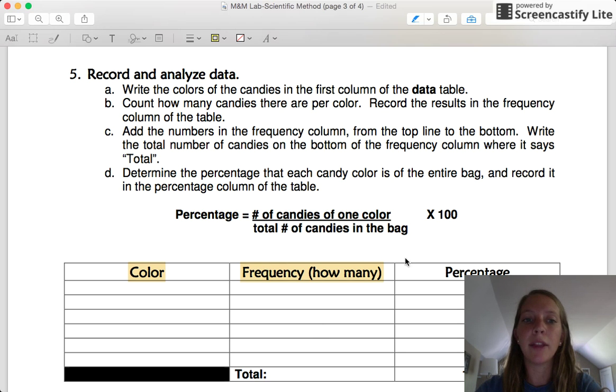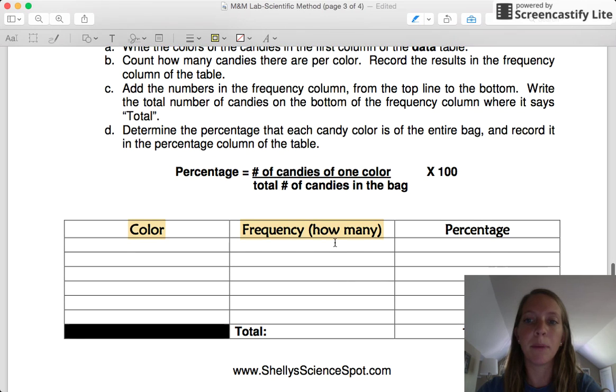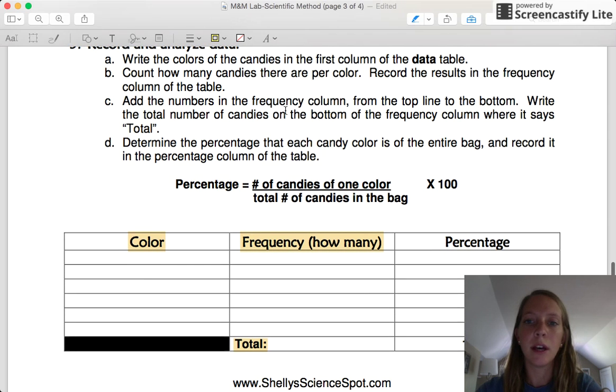And then you're going to add the numbers in the frequency column from the top line to the bottom right here, and you'll write how many total candies you got. Okay. You'll also determine the percentage that each candy color is of the entire bag, and record it in the percentage column over here in this table. So how to find the percentage is you take the number of candies of one color, divide it by the total number, and you multiply it by 100.